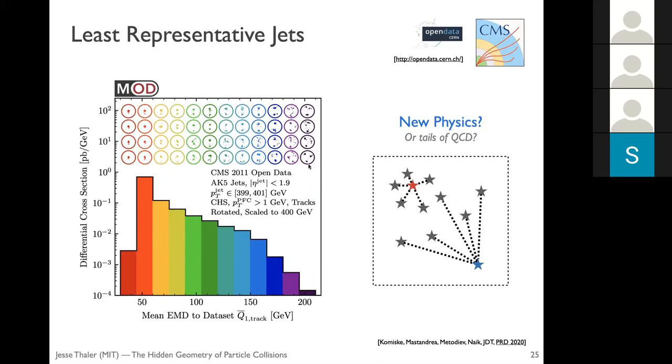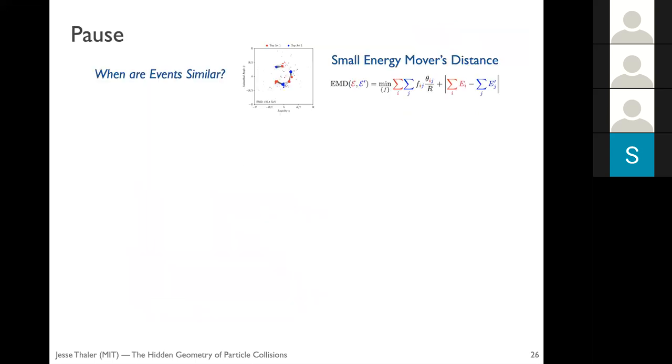I'm happy to talk more about this if you're interested. I just went very quickly through these examples of how you might use this metric. But what I want you to take away from this part of the talk is the answer to the question: when are events similar? They're similar when they have a small energy mover's distance. I can use this energy mover's distance to triangulate this space. And in the rest of this talk, I'm going to use this concept to expose a hidden geometry that's been with us in particle physics for half a century.